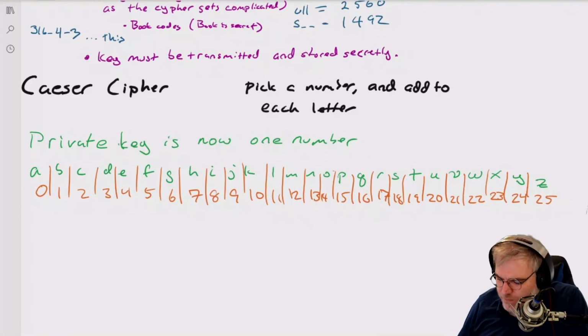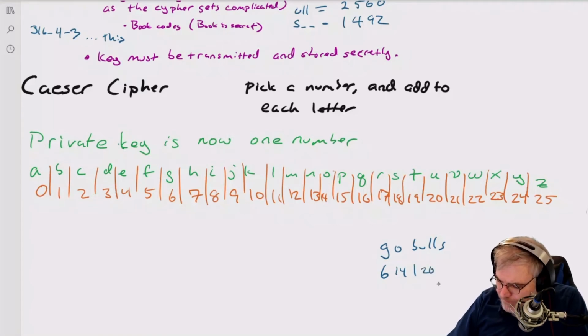So, here's how this works. My key is going to be a number. For an example, I'm going to let my key be 1. So I want to encrypt Go Bulls. What I do is I write the numbers associated with each one of these. So for instance, this would be a 6. This would be a 14. This right here would be a 1. This would be a 20, an 11, an 11, and a 6.